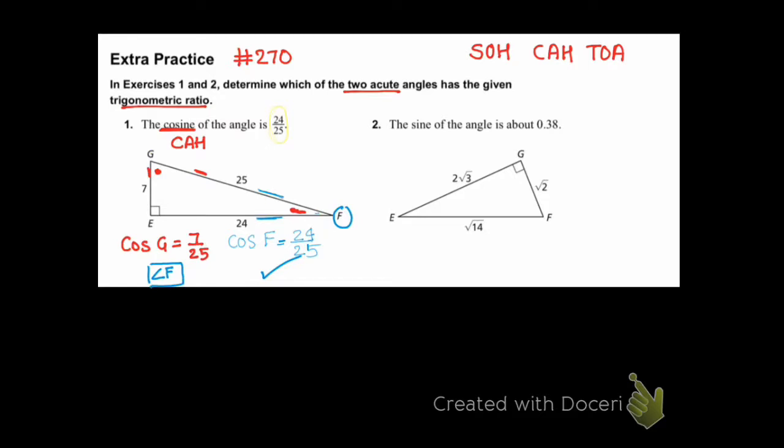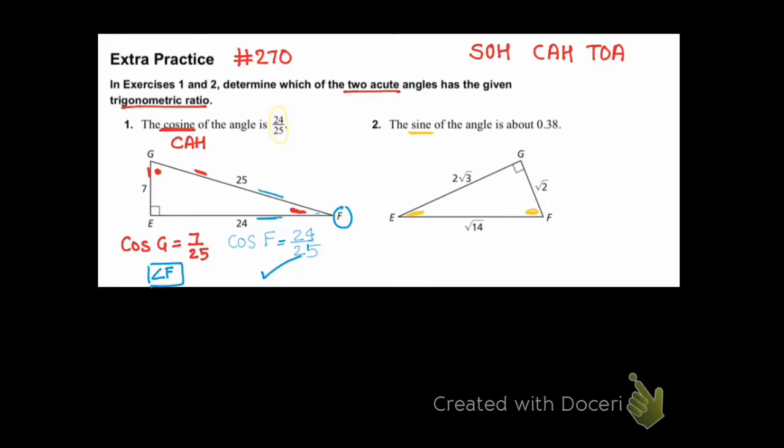All right, so in the same way we are moving to the next problem. Here we have to find which acute angle. We first identify that E and F are the acute angles, and then we have to find which has a sine ratio of about 0.38. So let's find the sine of E.